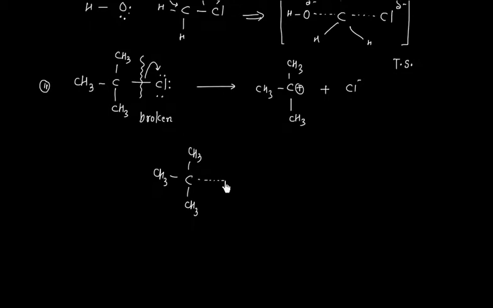this bond will be slightly broken. Chlorine will develop a negative charge. This is because finally it has a negative charge. Carbon will develop a positive charge because it is finally having a positive charge. So this is the transition state.